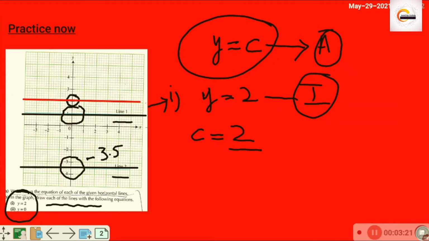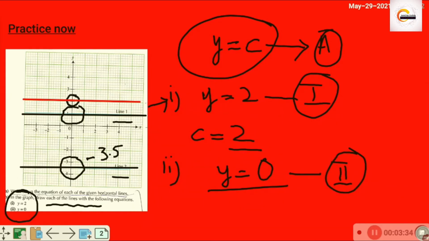Now the second part, number 2, y equals 0. Let's compare this with A, and c equals 0. Now I'm going to draw a line which cuts my y-axis at 0. And where is the 0 point? It's here. So this is going to be another line.